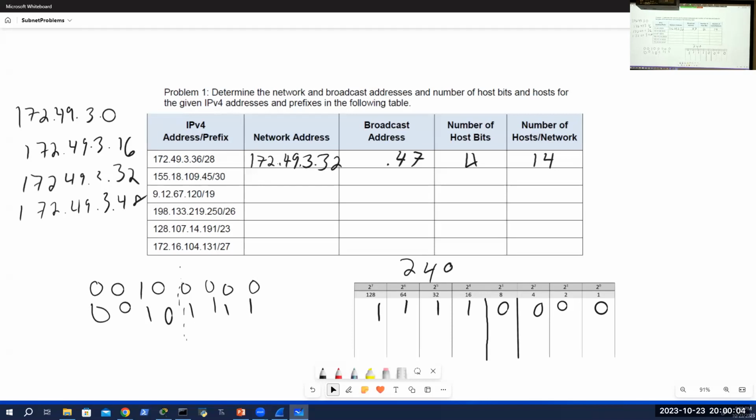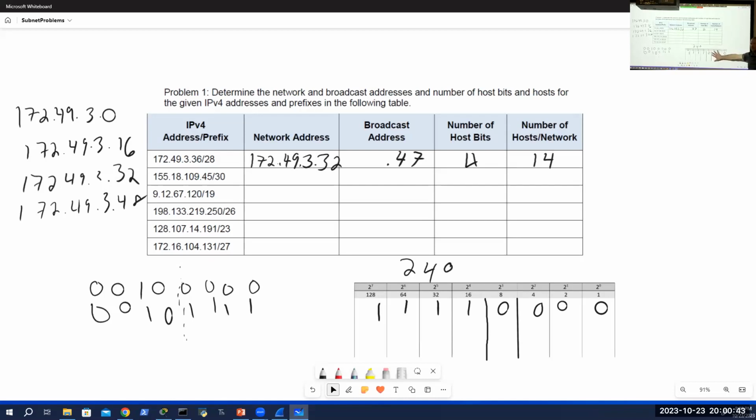He's asking: CIDR is 28, and that told us that the number of host bits is 4. I understand that, but then to get the number of hosts per network, you said we're adding 1 plus 2 plus 4 plus 8. Yeah, more or less you are, except that's going to give you 15.